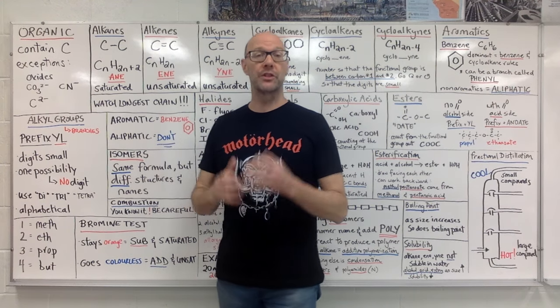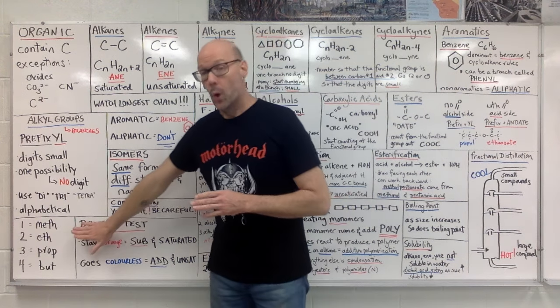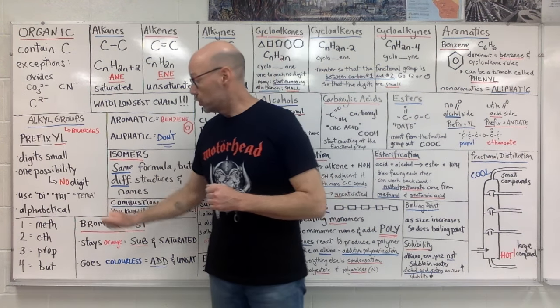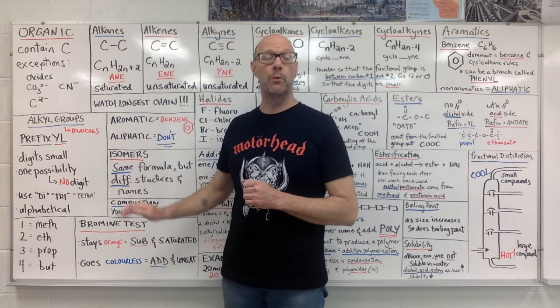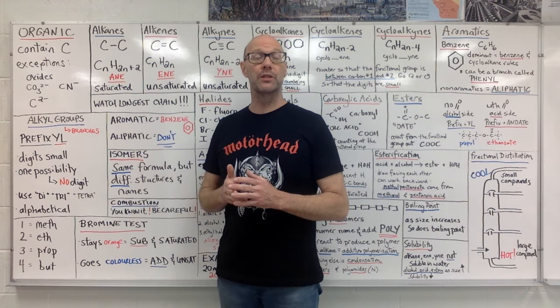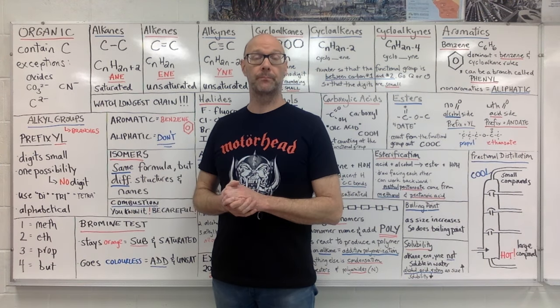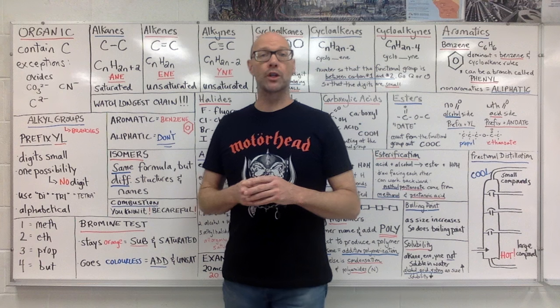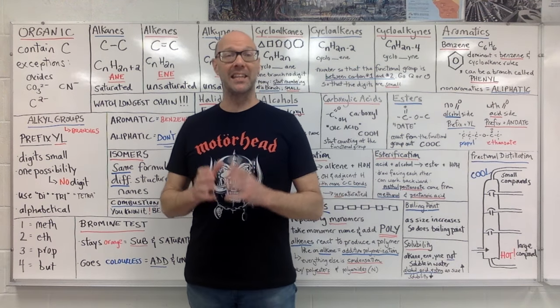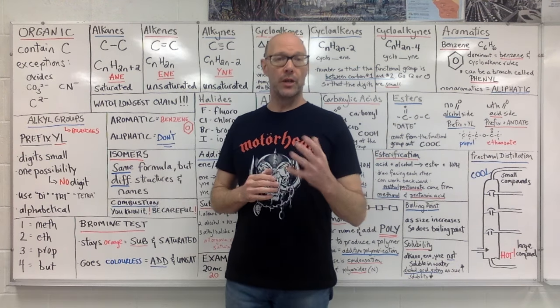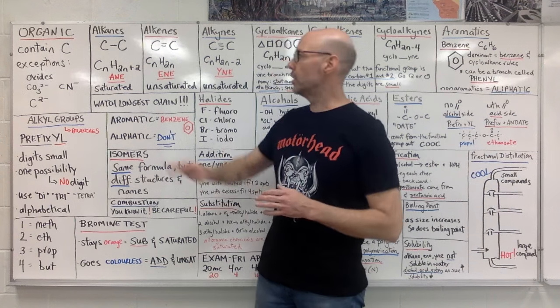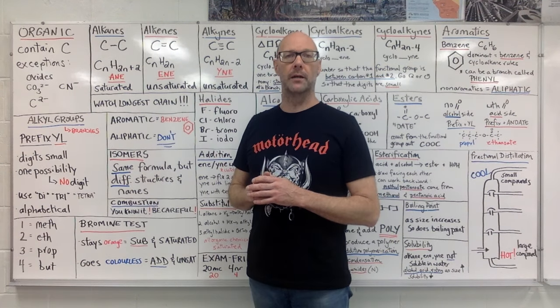From there, we introduce some new number prefixes. 1 could be meth, 2 eth, 3 prop, 4 but, and 5 through 10 were what we were used to. From there, we worked our way through, it turns out to be 11 groups of chemicals, their naming rules, whether they're saturated or not, even a general formula.